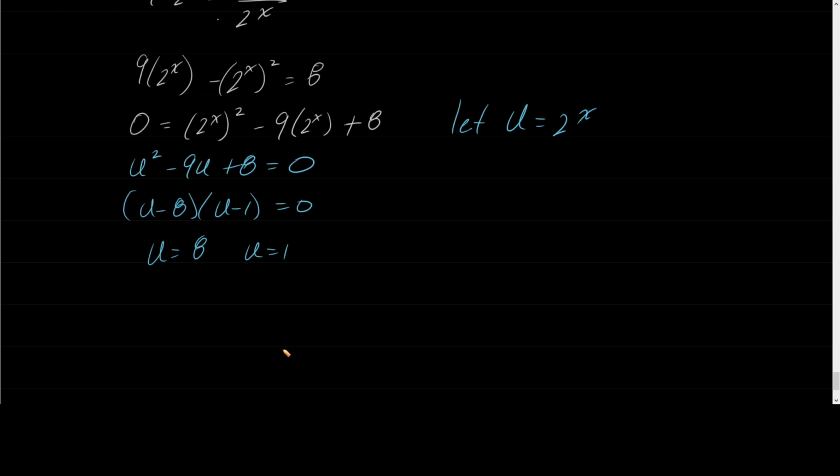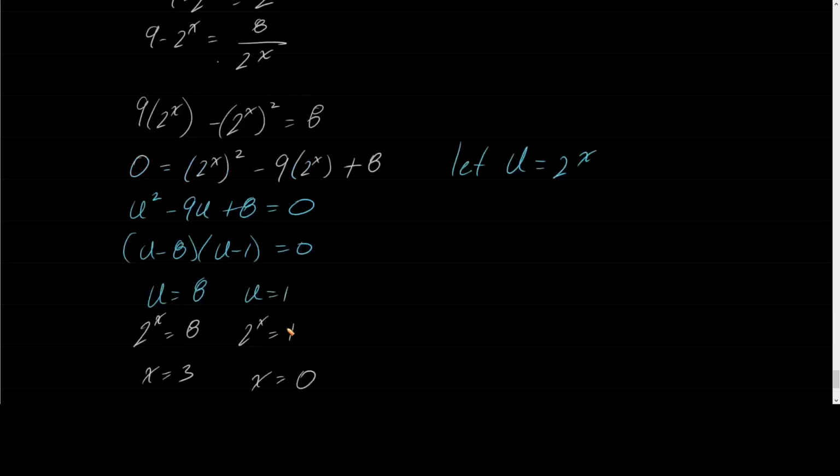But from there, well, what was the problem about? The problem was not about u, all right? The problem is never about u. The problem is always about your x. So you have to make sure that you put things back in terms of x. So what we're going to say here is 2 to the x is equal to 8. 2 to the x is equal to 1. On the left side, x is equal to 3. On the right side, x is equal to 0, right? Because 2 to the third is 8, and 2 to the 0 is 1.